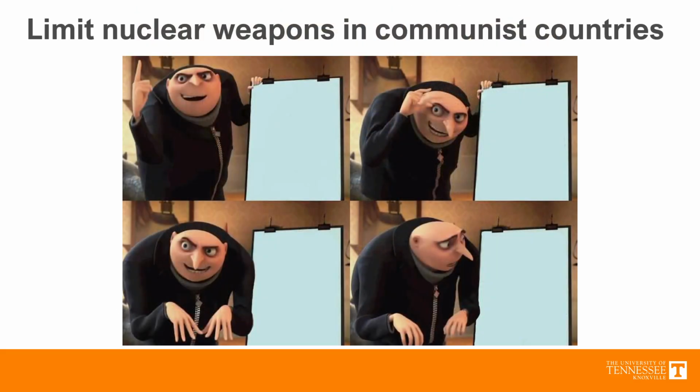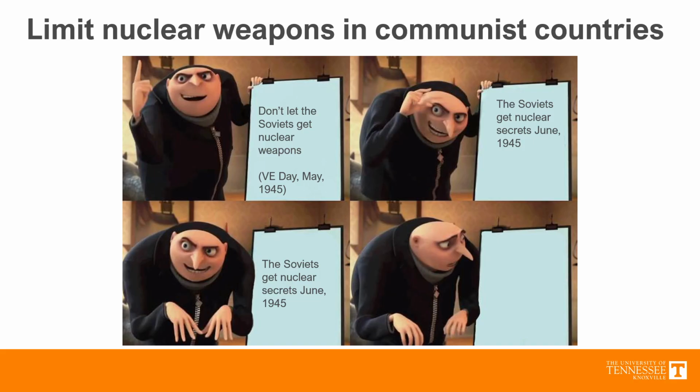So America has two main goals right now, right? Stopping the Soviet Union from being too powerful and intervening in world affairs. So it doesn't want the Soviets to get nuclear weapons. VE Day, May 1945. The Soviets get nuclear secrets in June, so a month later, 1945. How did this happen? And then the first successful Soviet nuclear bomb test is done by 1949.